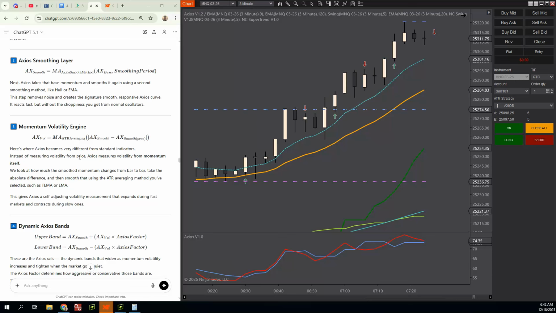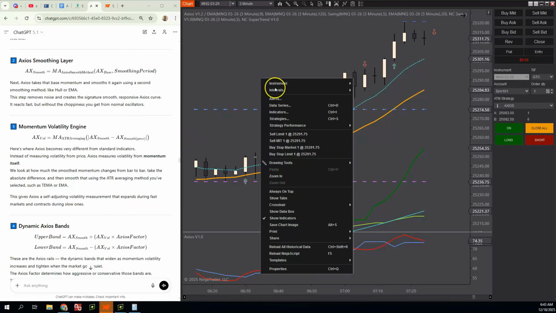So in the combining of step 1 and 2, basically those two moving averages, we look at how much the smooth momentum changes from bar to bar, take the absolute difference, then smooth that using, here's the best part, the ATR averaging method you've selected, like TEMA or another moving average. It uses that ATR, the momentum ATR, the price difference of the momentum moving averages. So this gives Axios a self-adjusting volatility measurement. It expands during fast markets and contracts during slow ones.